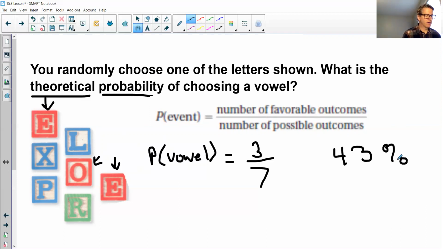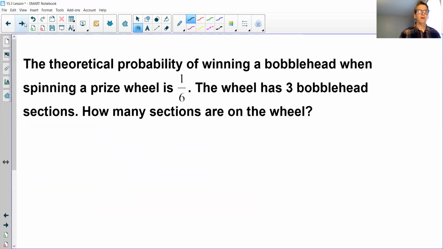Now, example 4, we're going to use theoretical probability. The theoretical probability of winning a bobblehead when spinning a prize wheel is 1/6. So you have the probability. The wheel has 3 bobblehead sections. How many sections are on the wheel? The number of favorable outcomes in this case is 3. So we're trying to find the total number of sections on the wheel.